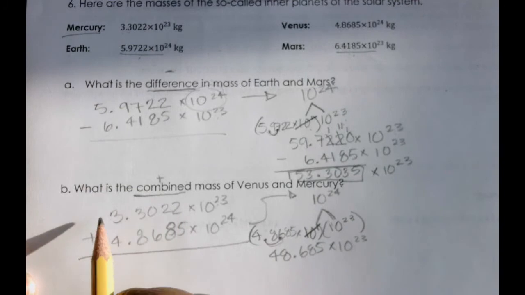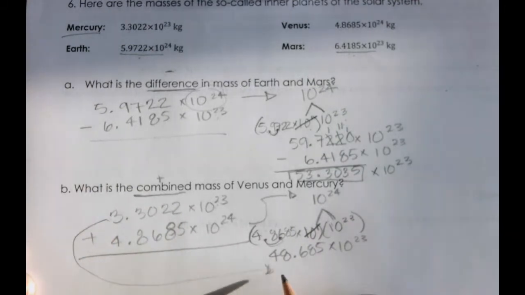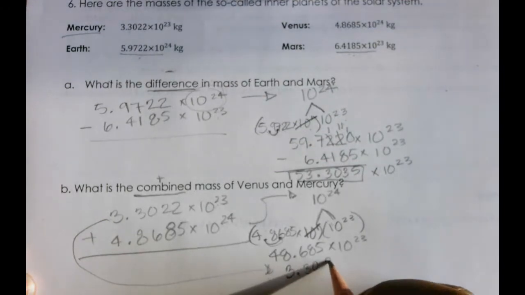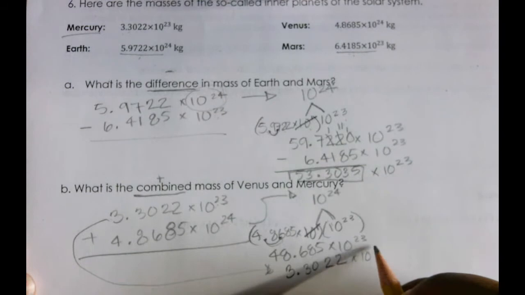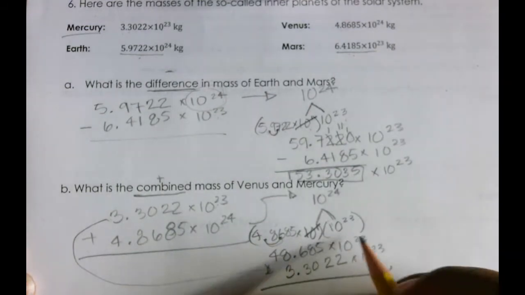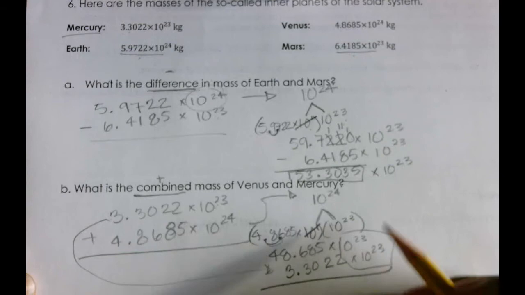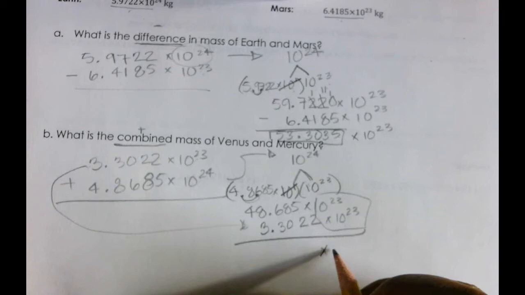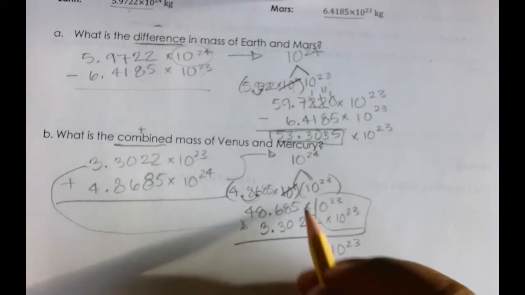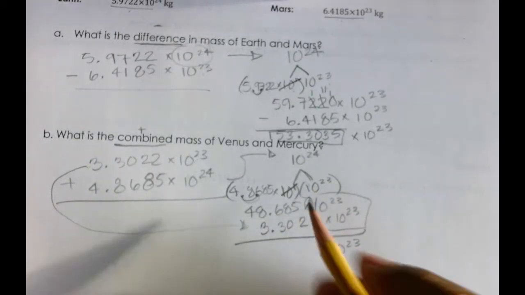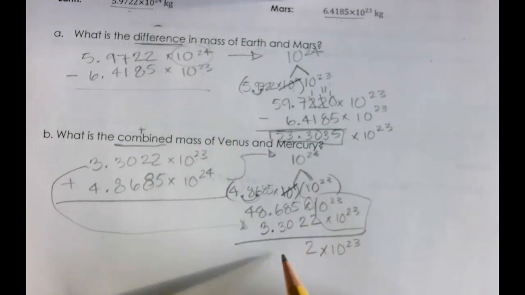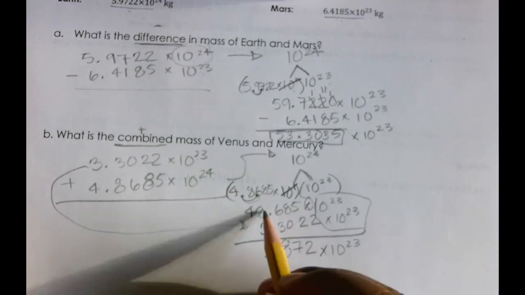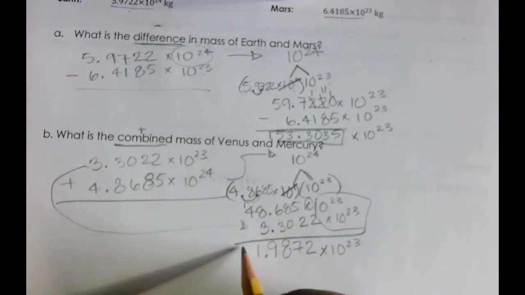I'm going to bring over my other number so that it can be easier for me to add. And I'm going to make sure I'm lining up that decimal. 3.3022 times 10 to the 23rd. Now, a lot of you are confused. This does not change. And I'll explain that in just a second. So we just bring down the times 10 to the 23rd power, and then we add these numbers. I'm going to put a 0 here to help me. 0 plus 2 is 2. 5 plus 2 is 7. 6 plus 0 is 6. 8 plus 3 is 11. 4 plus 3 is 7. Carry the 1. 4 plus 1 is 5.